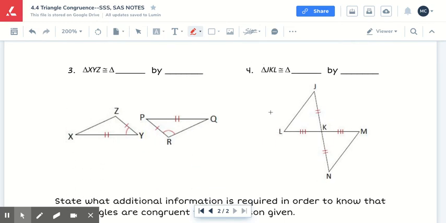Okay, go ahead and try 3 and 4 now. So you're going to pause the video again and see what you can do.